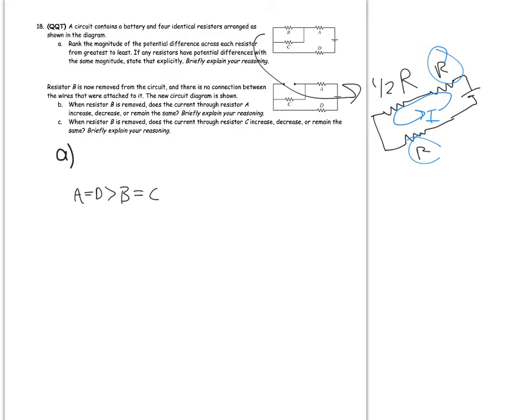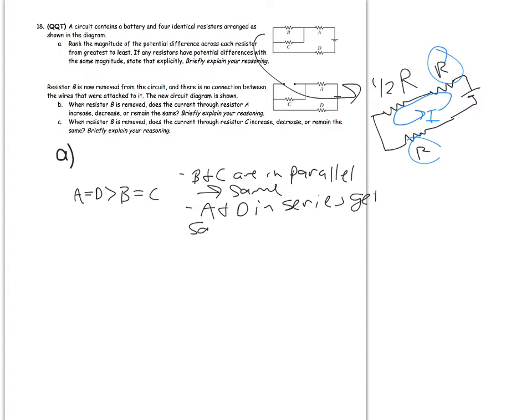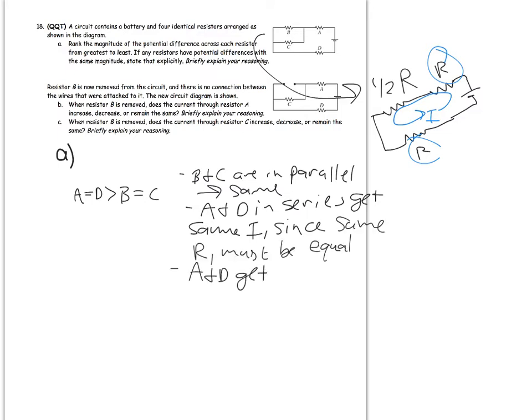which is greater than B equals C. To explain this, real quick, I'm going to say that B and C are in parallel, so they have to get the same voltage. So that's why those two are equal. A and D in series get the same current, and since they're the same resistance, they must be equal. And then the last point is that A and D, we could have thought about it this way too, get the full current of the circuit, so they have more voltage across them, more electric potential.